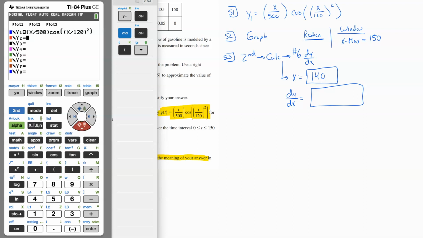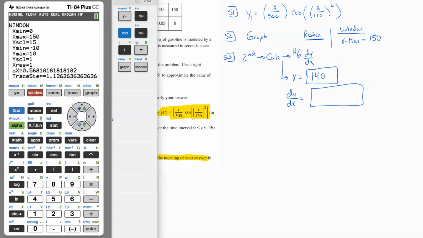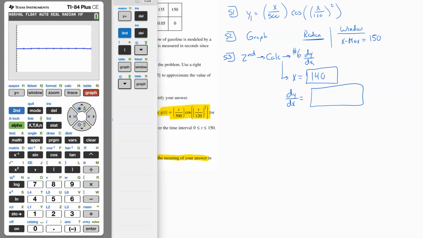Now that we've got the equation in there, we'll hit graph. And again, my window, I've got it set. I hit window up at the top. I've got it set out to an x max of 150 already from the previous problem, and I'm already in radian mode as well. We've got all that in there. We hit our graph. We don't really need to see much more than that. We just need our x window to be large enough to take in the x value we care about.